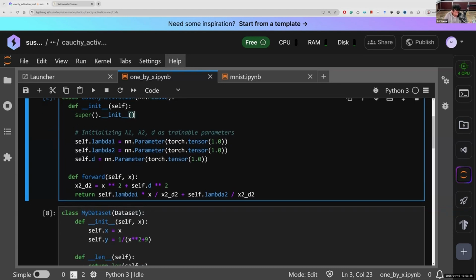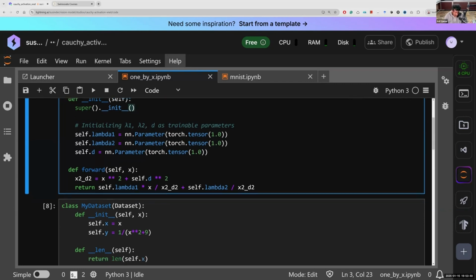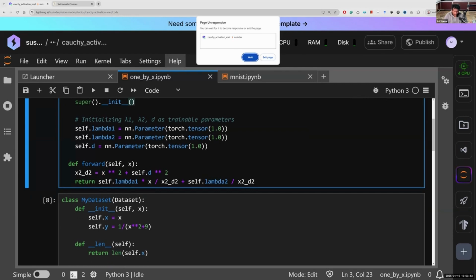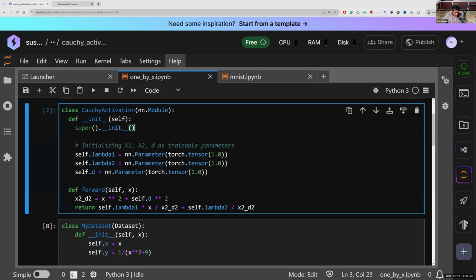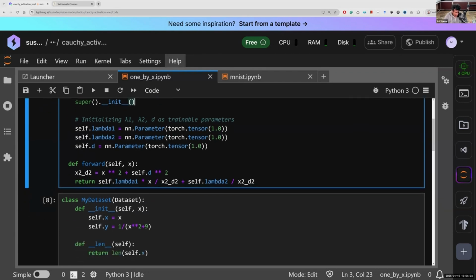Inside the forward method, I first compute the term x squared plus d squared, which is what I'm doing here. Then what I'm returning is basically lambda1 times x by x squared plus d squared, plus lambda2 times 1 by x squared plus d squared. So this is the Cauchy activation function implementation.